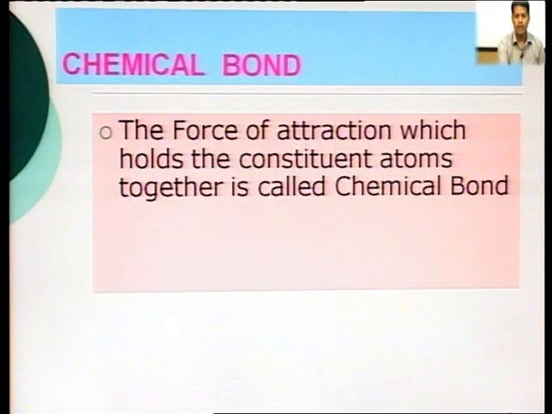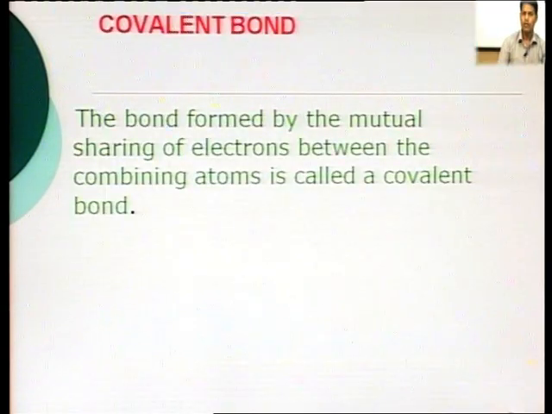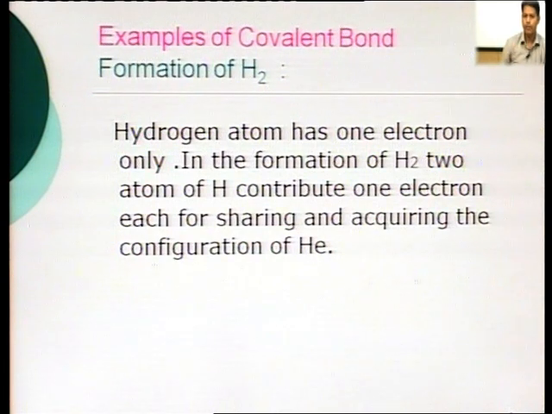When atoms are joined together by a chemical linkage, that is a force of attraction that joins the two atoms chemically, that is a chemical bond. And a covalent bond is a bond formed by the mutual sharing of electrons between the combining atoms. When atoms combine with each other by sharing their electrons, that is a covalent bond. An example of covalent bond is the formation of hydrogen molecule.